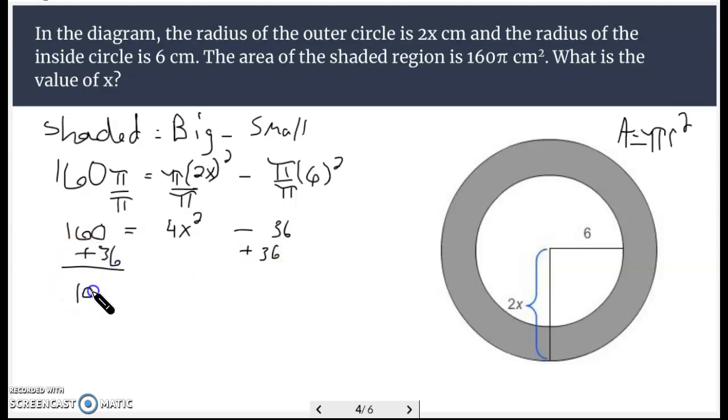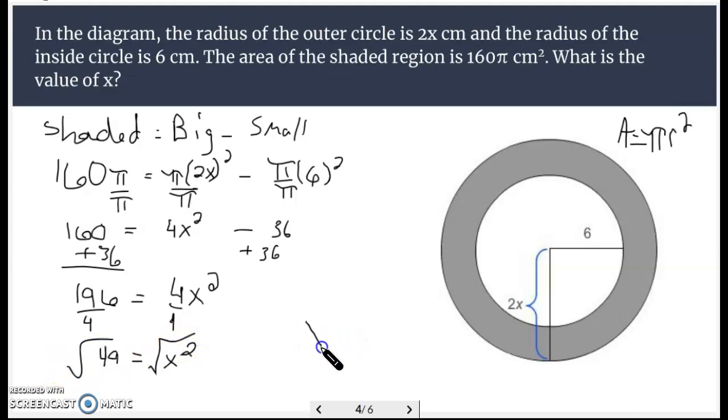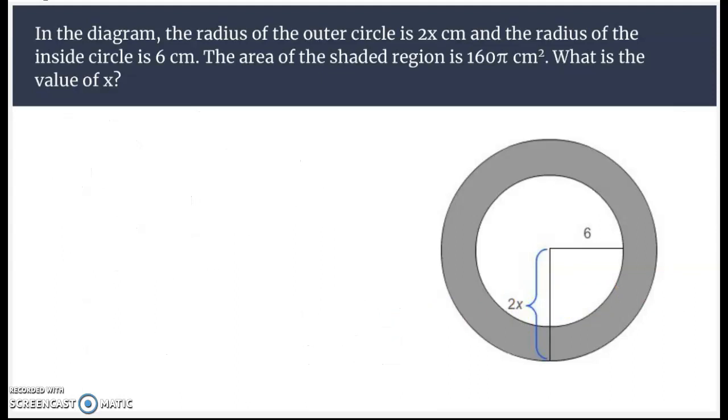We get 196 equals 4x squared. We're going to divide everything by 4. 196 divided by 4 gives us 49. And then we take the square root of both sides. Now keep in mind, we do get two answers, plus minus 7, but the only one that makes sense is positive 7. If we had negative 7, it would be a negative radius, which doesn't make sense. X equals 7. All right.